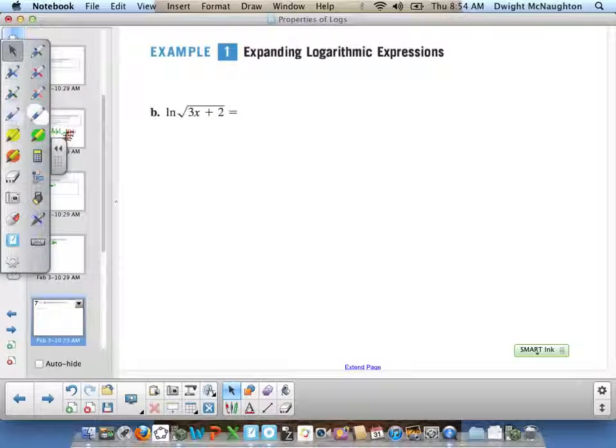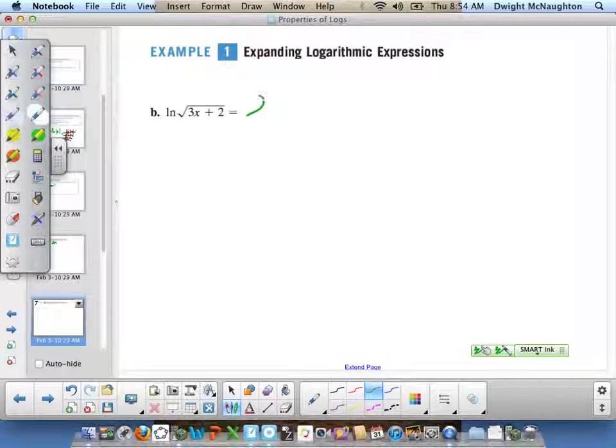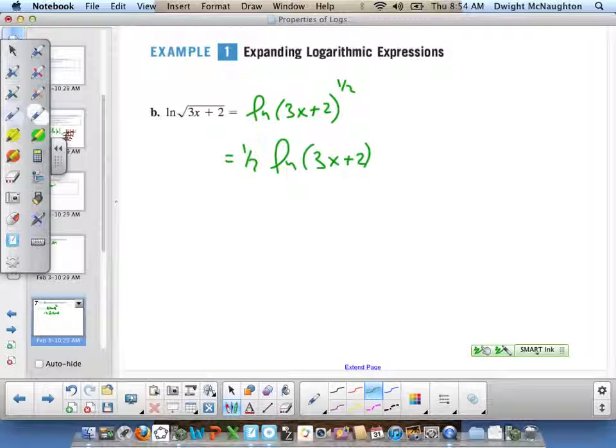All right. Here we have the natural log of the square root of 3x plus 2. The natural log of, well, let's rewrite the square root as the 1/2 power. And then because it's a power, we can bring it out front. 1/2 the natural log of 3x plus 2.